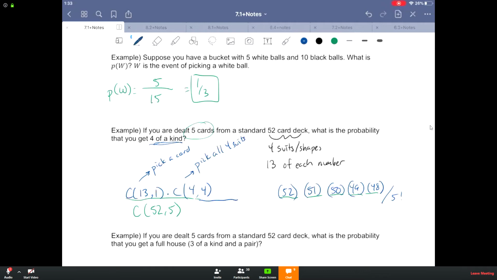Okay, the next example. So you've picked a card, you've picked one of the values on the cards. You've picked all 4 suits. What's left to pick? There's one more thing you have to choose. Anybody know what it is?